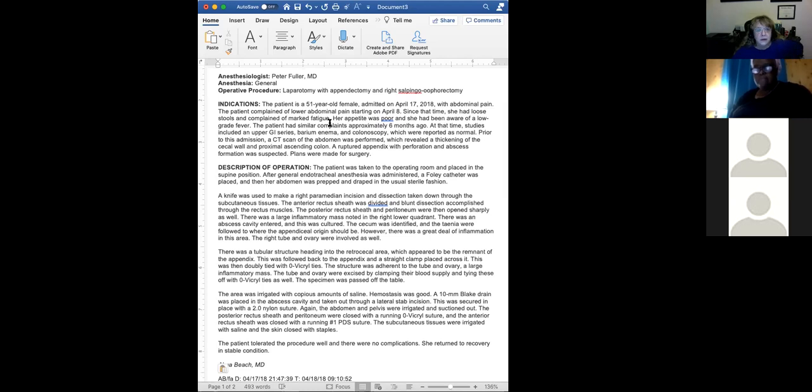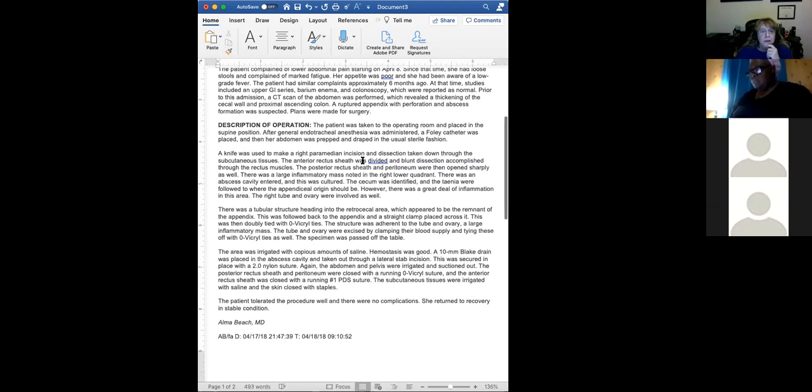Okay. The patient is a 51-year-old female, admitted with abdominal pain, complained of lower abdominal pain starting on whatever date. A ruptured appendix with perforation and abscess formation was suspected. Plans were made for surgery. Patient was taken to the operating room and placed in the supine position. General endotracheal anesthesia was administered. Foley catheter was placed. Her abdomen was prepped and draped in the usual fashion.